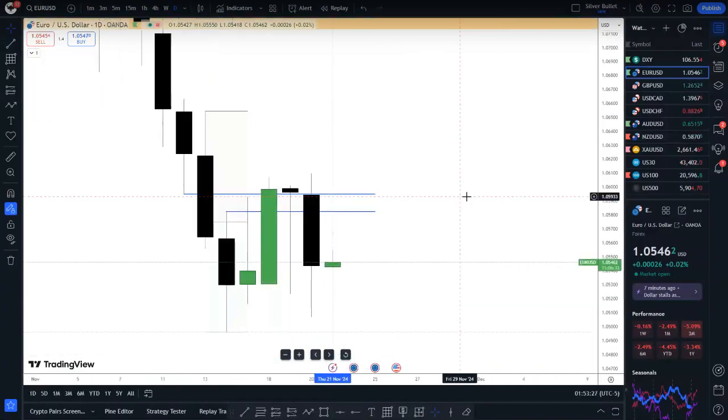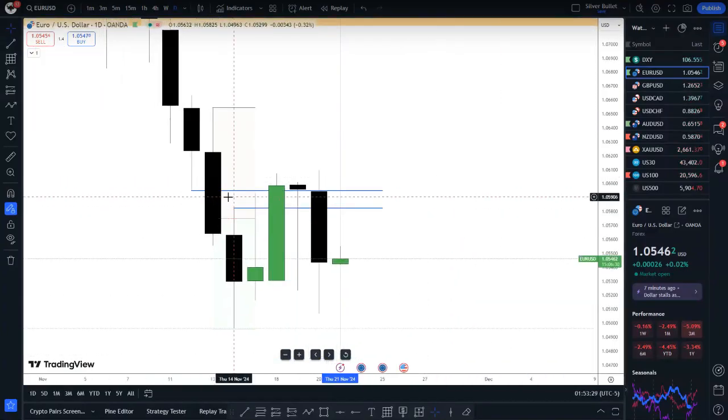Look at this thing here. We have this sell-side balance price and efficiency right here. We checked into it, took off, came back to it, and closed above it. The next candle closed above it.